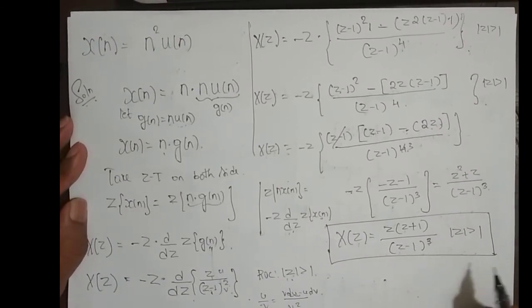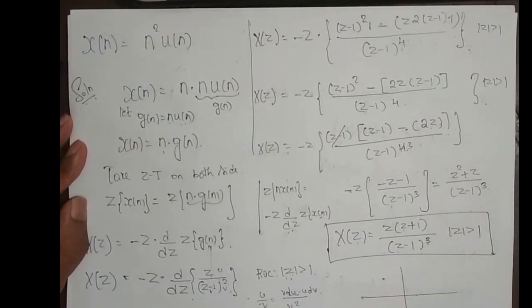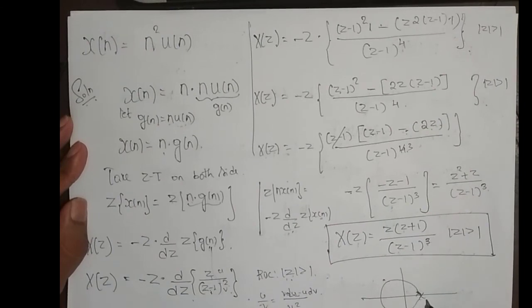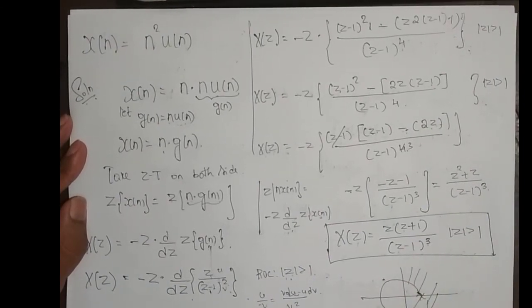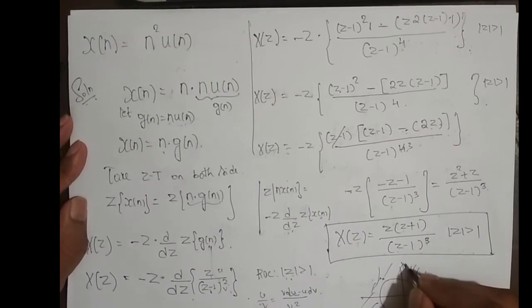Fine. So if I take it to the z plane, the ROC is outside the unit circle. So real part of z and imaginary part of z.